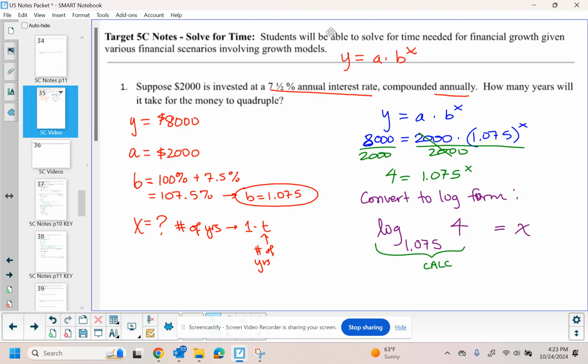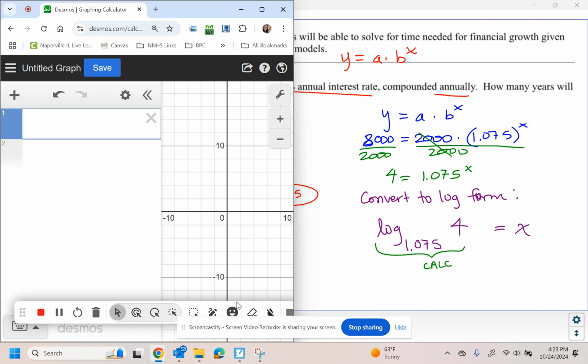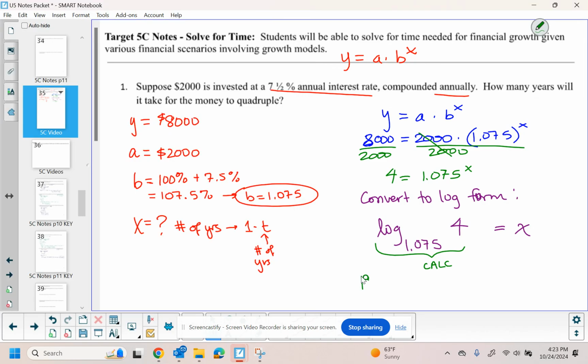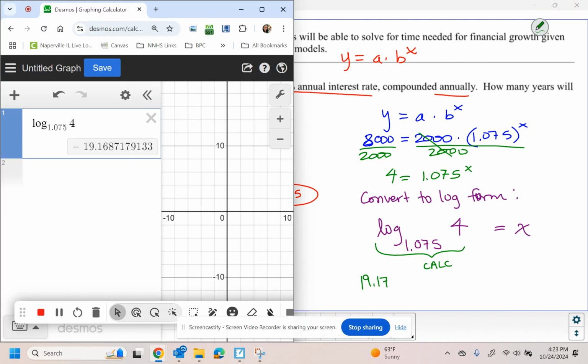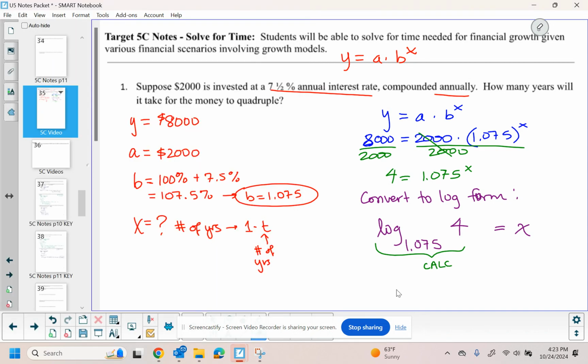So I'm going to go to my Desmos calculator. And I'm going to do log underscore to get that base, and then right arrow to get out of there, and 4. And it says 19.1687 years. Since it's only compounding annually, that means it's going to take 20 years to actually make it quadruple.